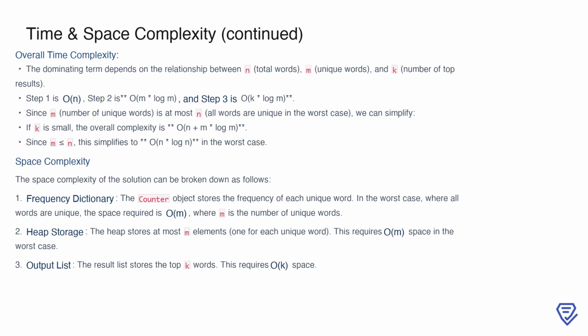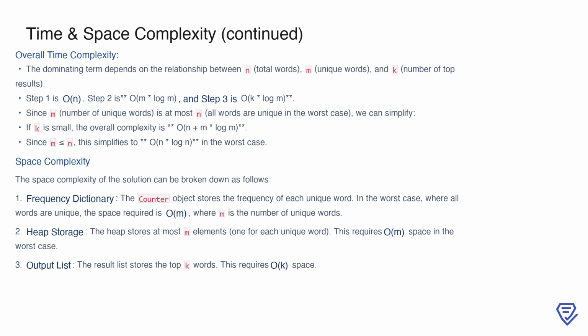When we look at the overall time complexity, the dominating factor depends on the relationship between n, the total number of words, m, the number of unique words, and k, the number of results we want. Step 1 takes O(n), Step 2 takes O(m * log m), and Step 3 takes O(k * log m). Since the number of unique words m is at most equal to n in the worst case, we can simplify the time complexity. If k is small, the overall complexity becomes O(n + m * log m), which further simplifies to O(n * log n) in the worst case.